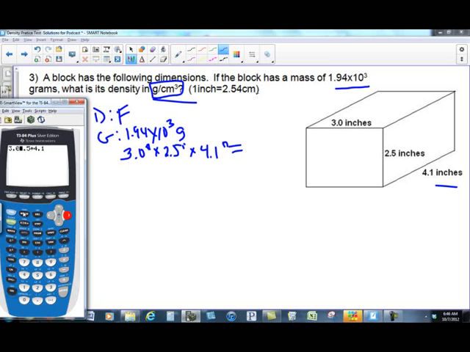Oops, looks like I missed a times sign, so I'm going to insert it. Okay. Hopefully I did all this right. And I get equals, and it gives me 30.75 inches cubed.